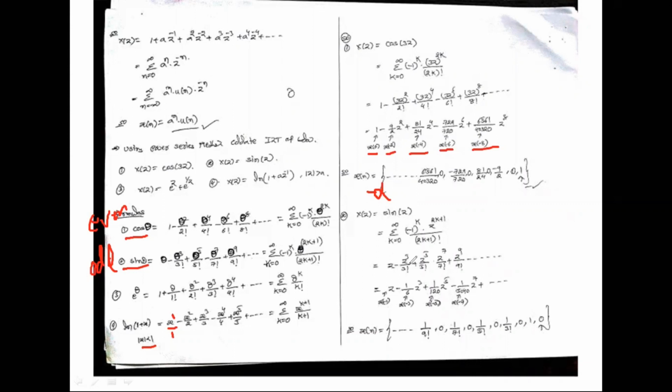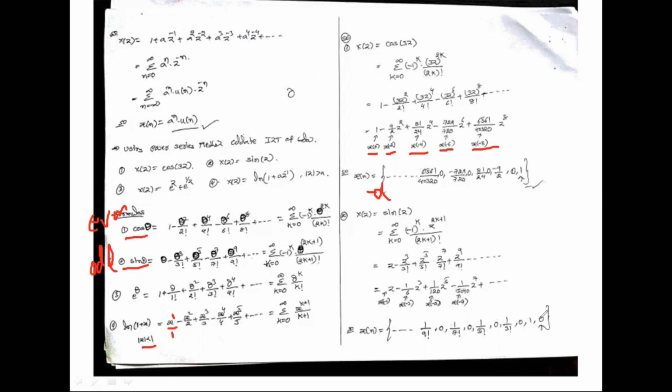z minus z cube by 3 factorial, z power 5 by 5 factorial, z power 7 by 7 factorial, z power 9 by 9 factorial. And it is also a positive powers of z only. So the sequence here, x of minus 1, and this one is x of minus 3 coefficient value, and x of minus 5, minus 7, minus 9. So in between the values is a 0 there.